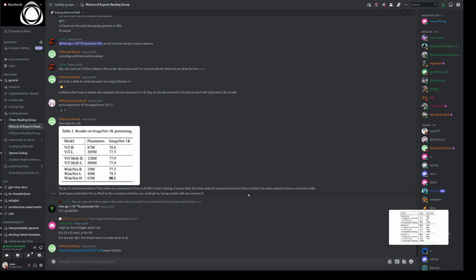Do you mean in this paper where ViT-B would outperform ViT-L, like in this slide? Yeah, that is weird. Well, probably also the earlier one, right? Right, so this is all their re-implementation. It's not the actual vision transformer stuff.